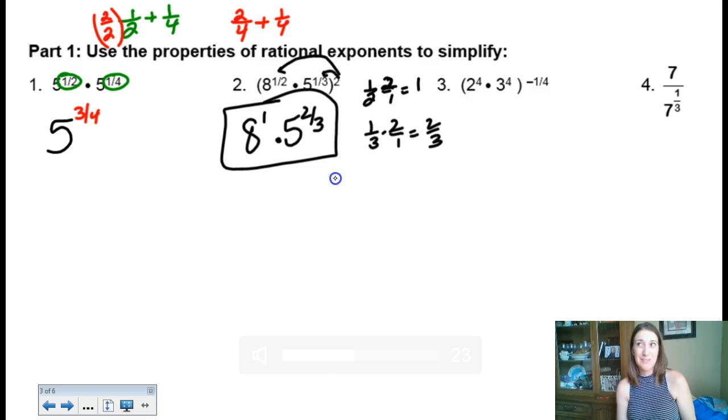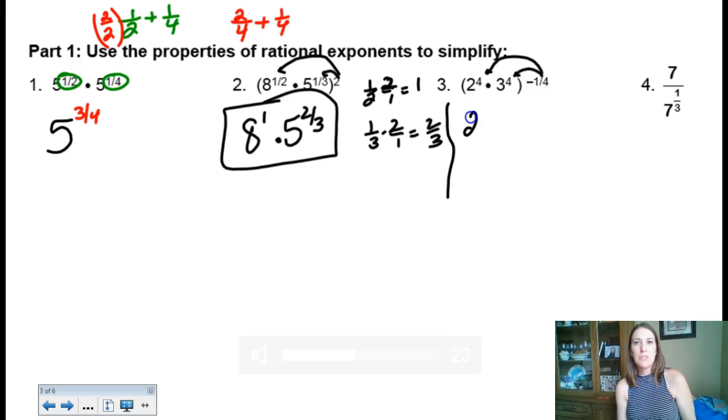5 to the 2/3 is, I don't even know, something really weird. It's like 2 point something. So it's not a nice answer. All right. This is the same set of properties. We're going to distribute the negative 1/4 power. We're going to multiply the exponents together because of the other property. And then if we happen to have some negatives, which I think we're going to in this one, we're going to have to move some terms around.